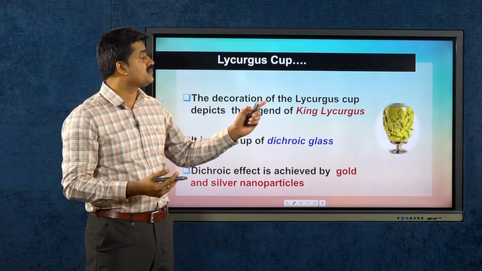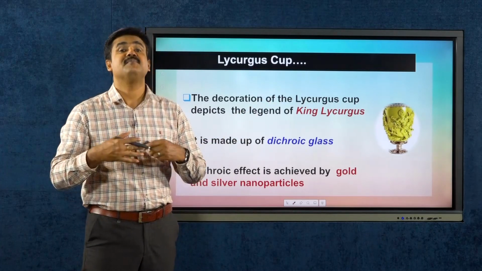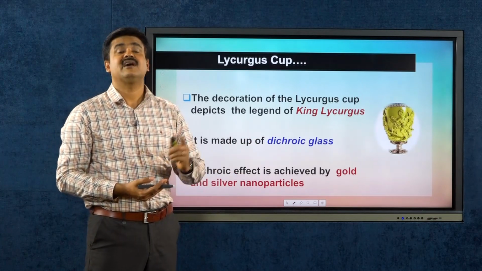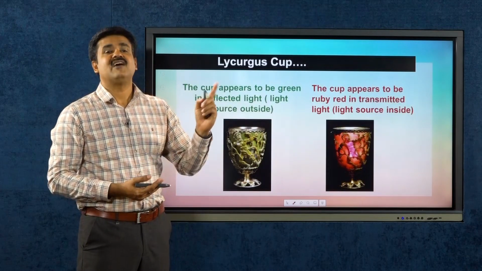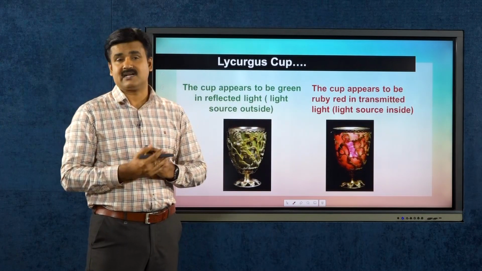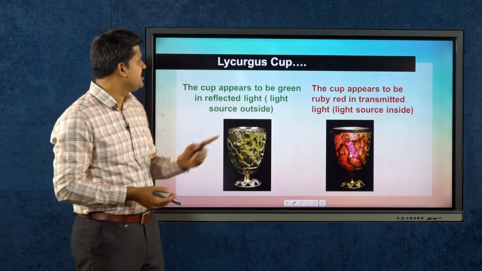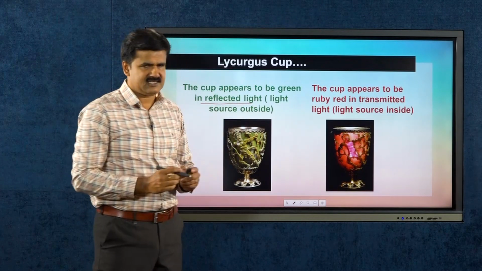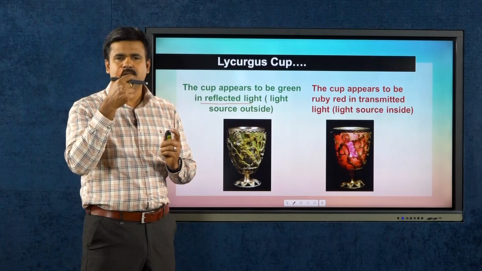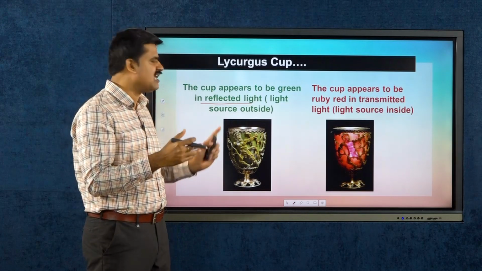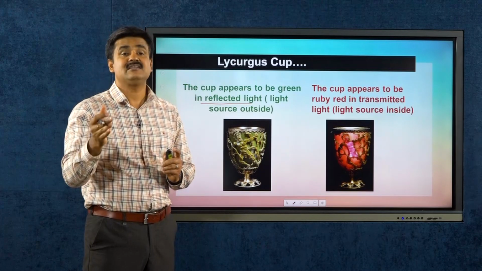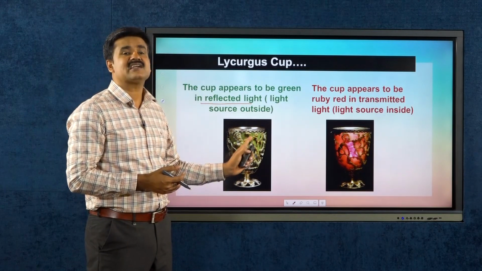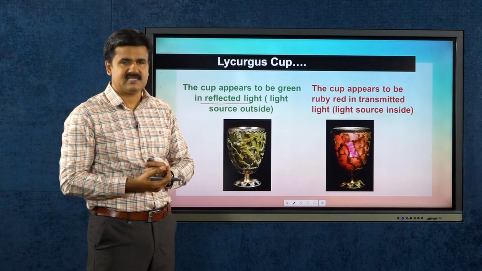Later on, analysis of the composition of the Lycurgus cup led to the conclusion that it consists of nano gold as well as nano silver. Now, what is the peculiar color associated with the Lycurgus cup? The glass cup appears to be green in reflected light. Reflected light means we are illuminating this glass with a source of light placed outside the glass. So, in reflected light, the cup appears green like this.